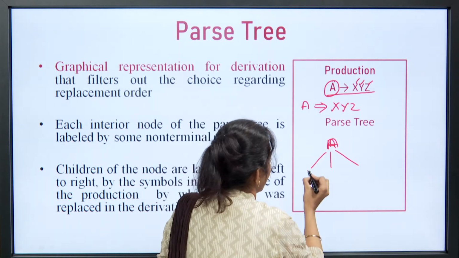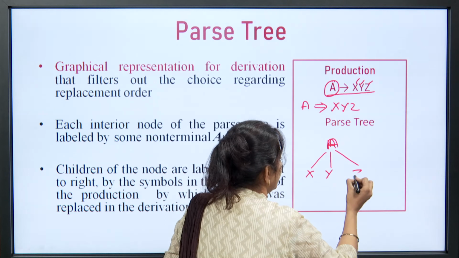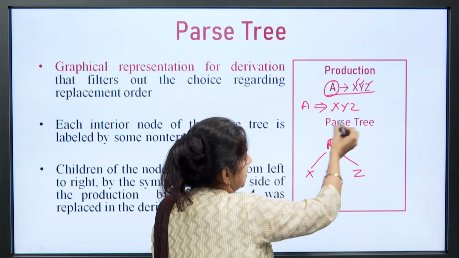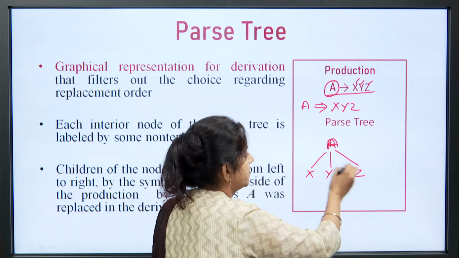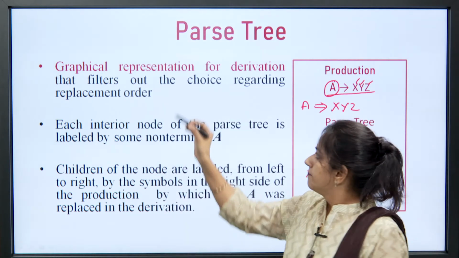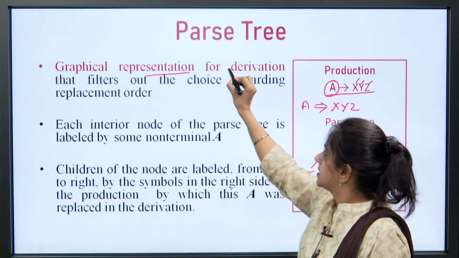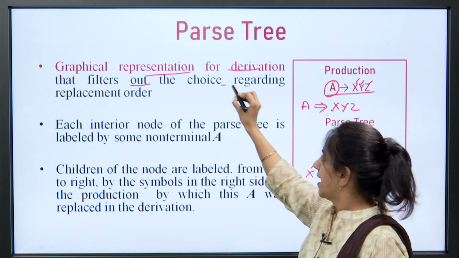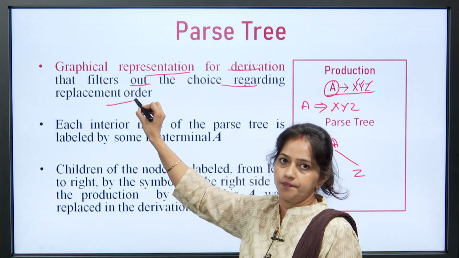So this is x and then y and then z. For this production, if the derivation is like this, then the parse tree will be drawn like this. So the parse tree provides a graphical representation for the derivation. It filters out the choice regarding replacement order.